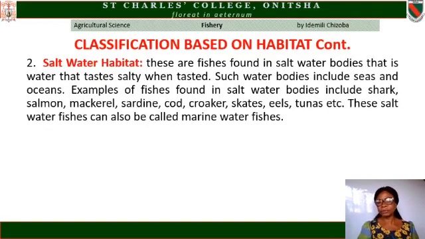so many other ones. The second classification, according to their habitat, is the saltwater habitat. These are fishes found in saltwater bodies, that is, water that tastes salty. Such water bodies include seas and oceans. Examples of fishes found in saltwater bodies include the shark, the salmon, the mackerel, the sardine, the cod. The cod is that one we call the stockfish, the croaker, the skates, the eels, the tunas, and others. These saltwater fishes can also be called marine water fishes, because salt water can also be called marine water.